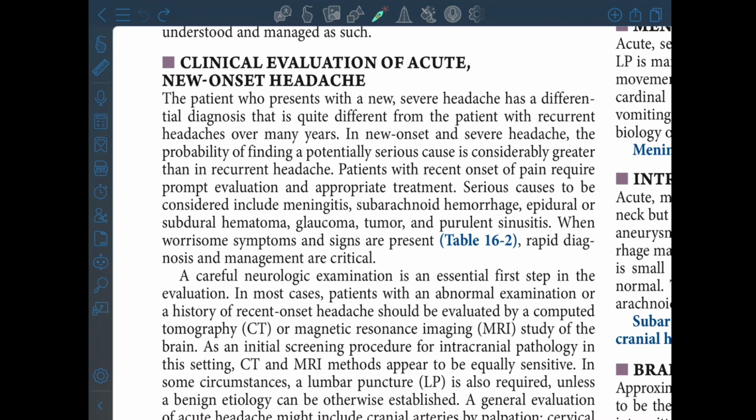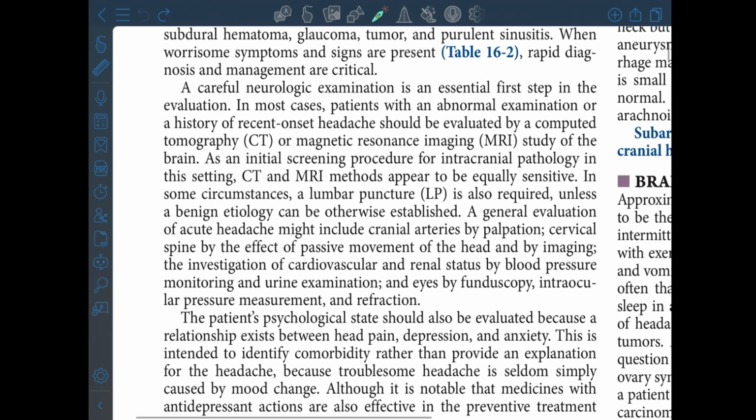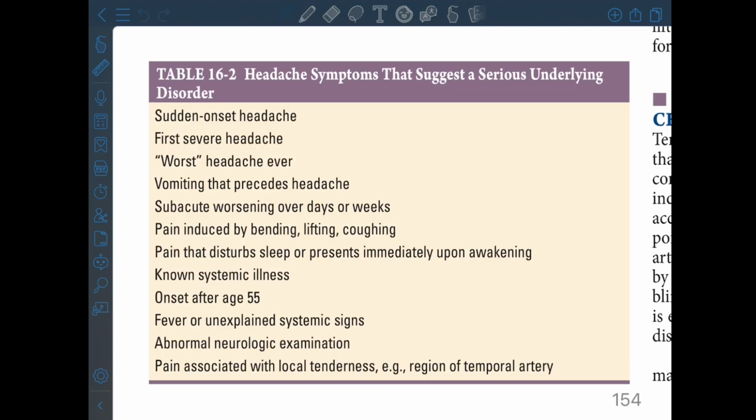Serious causes to be considered include meningitis, subarachnoid hemorrhage, epidural or subdural hematoma, glaucoma, tumor, and purulent sinusitis. When worrisome symptoms and signs are present, rapid diagnosis and management are critical. A careful neurologic examination is an essential first step in the evaluation. Headache symptoms that suggest a serious underlying disorder.